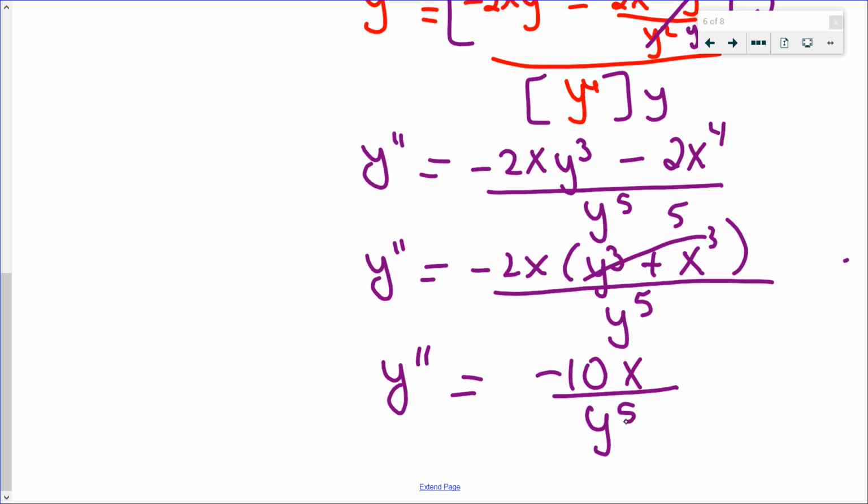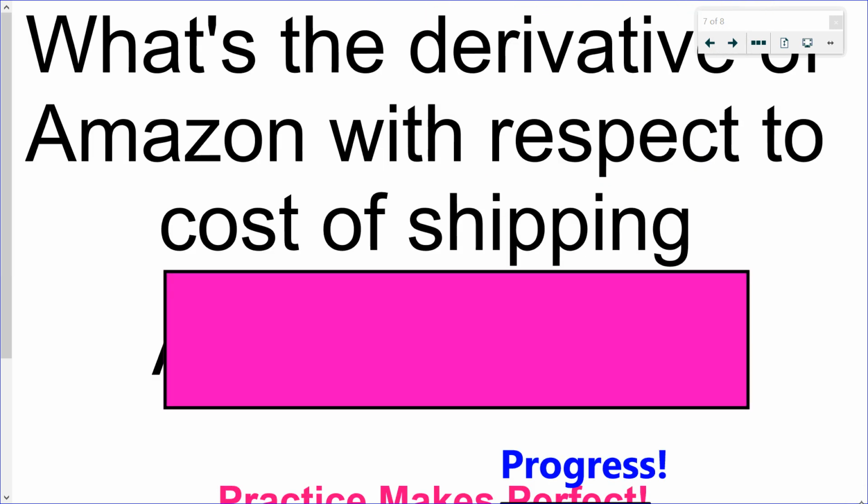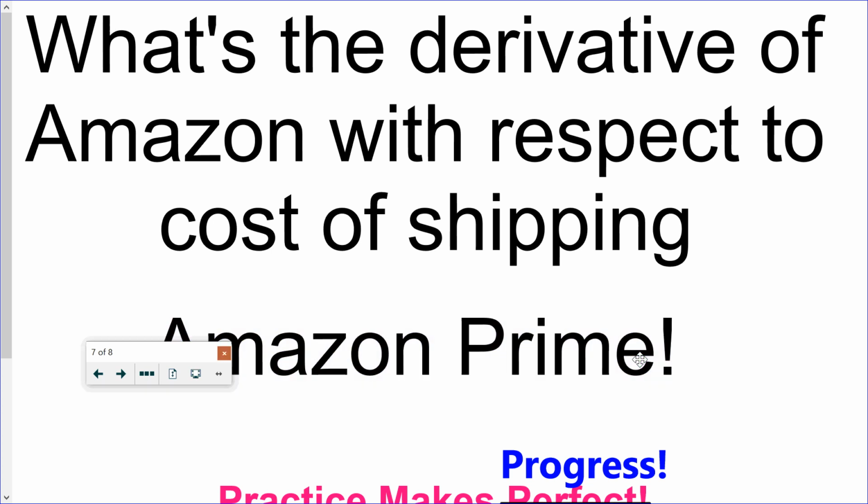To end this question, I have a little question for you guys, though. I want to know, if I can get to the next page here, what is the derivative of Amazon with respect to the cost of shipping? Derivative of Amazon with respect to the cost of shipping? Well, something that I hold very near and dear to my heart, Amazon Prime.